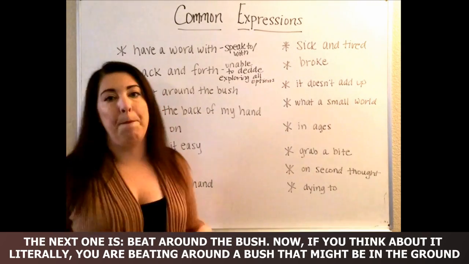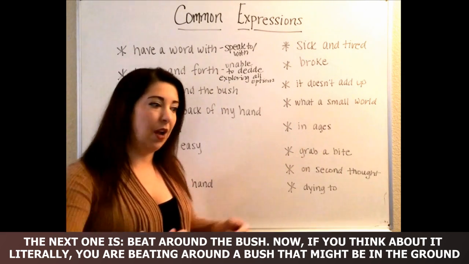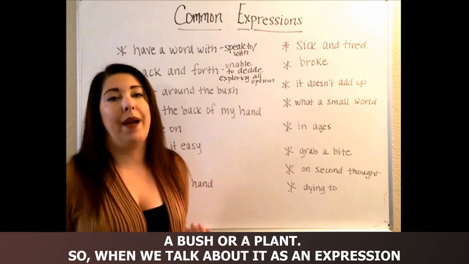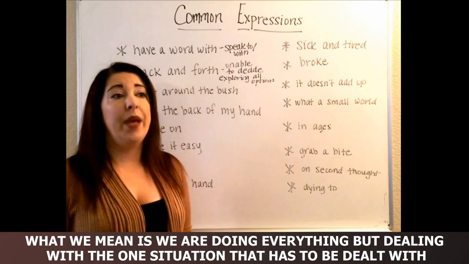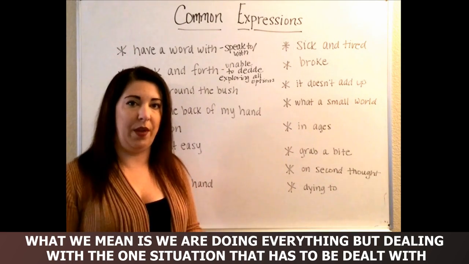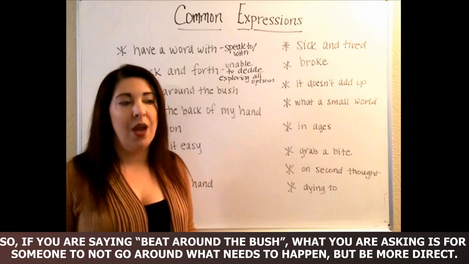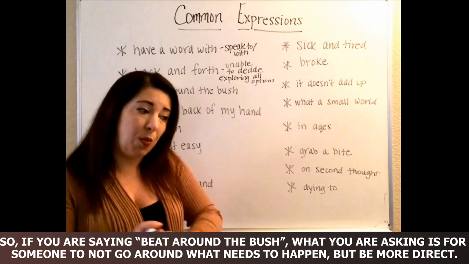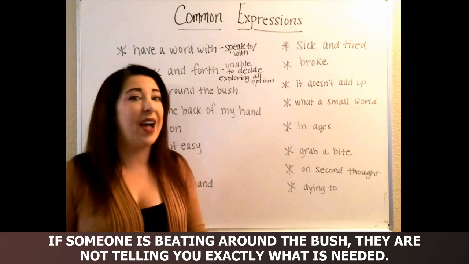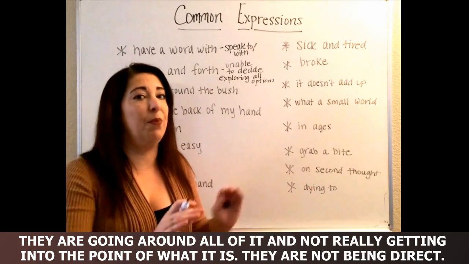Okay, the next one is "beat around the bush." Now, if you were to think about it literally, you're beating around a bush that may be in the ground, a bush or a plant. So when we talk about it as an expression, what we mean is we are doing everything but dealing with the one situation that has to be dealt with, which in this case would be the bush. So if you're saying beat around the bush, what you're asking is for someone to not go around what needs to happen, but be more direct. If someone is beating around the bush, they're not telling you exactly what is needed. They are going around all of it and not really getting into the point of what it is.